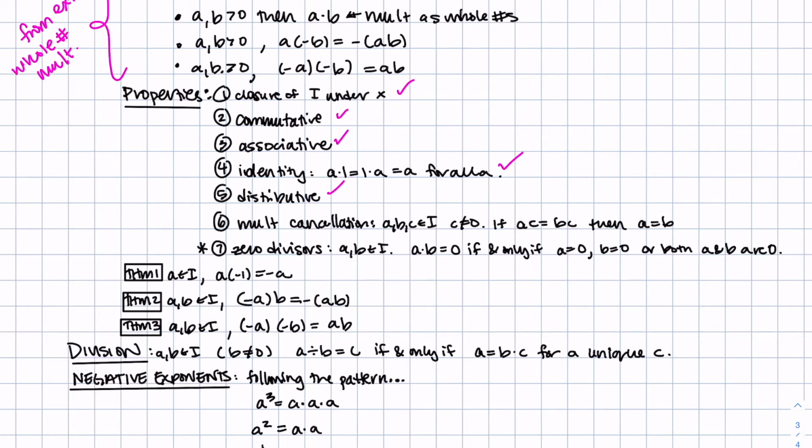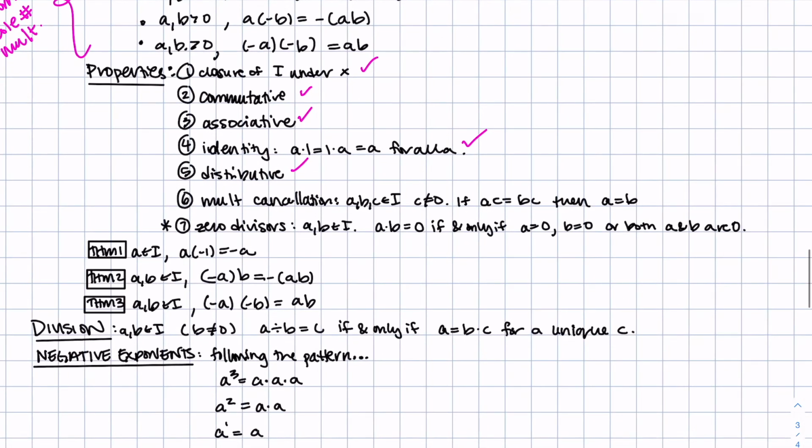And multiplicative cancellation says that if I have three integers, and we'll say that this c is not 0, and we say that if AC equals BC, then this is telling me it's okay to divide by C on both sides and get that A is equal to B. So again, these things might seem a little silly, but this is what is allowing us to solve equations. So these properties make that possible and are what allow us to solve equations.